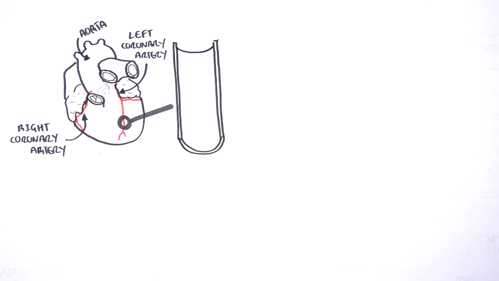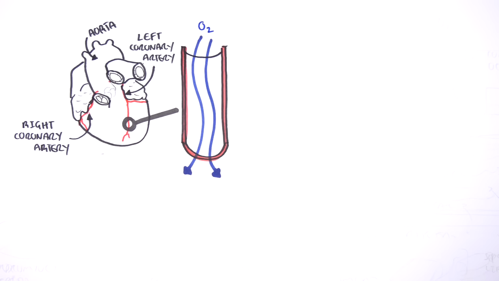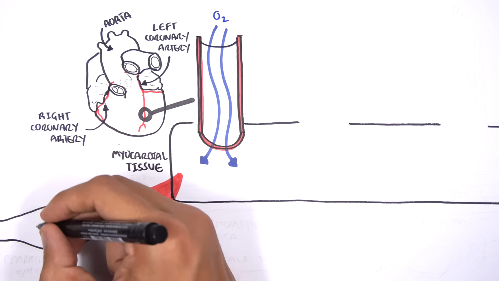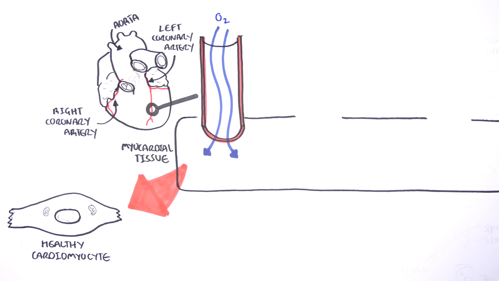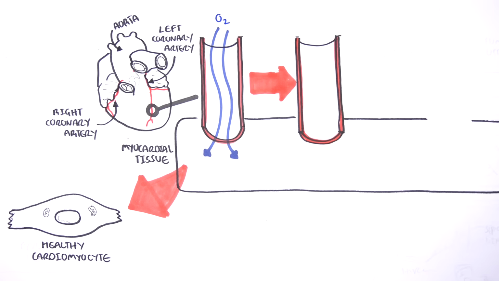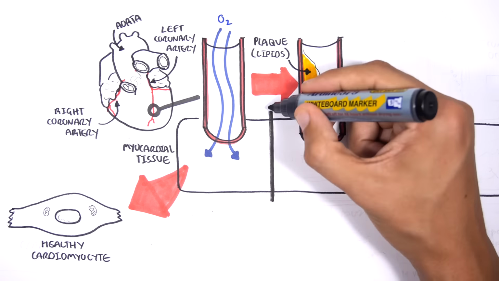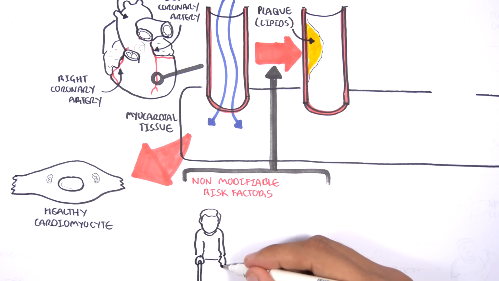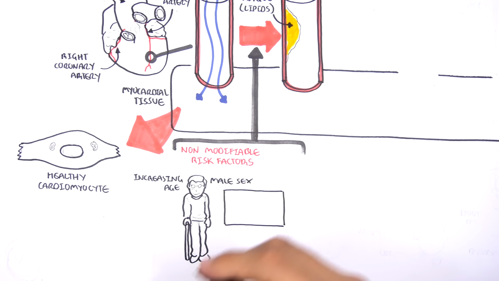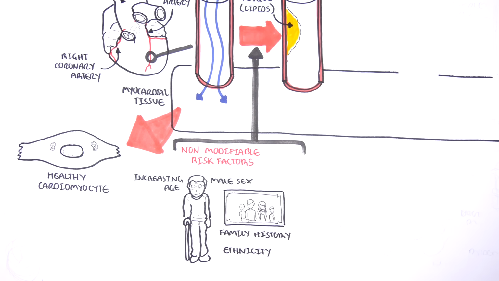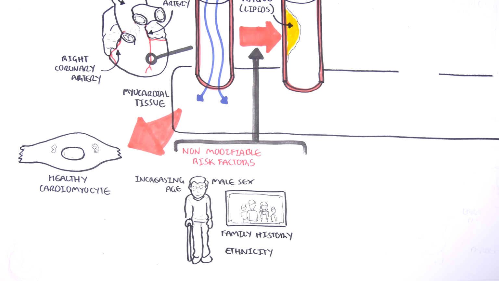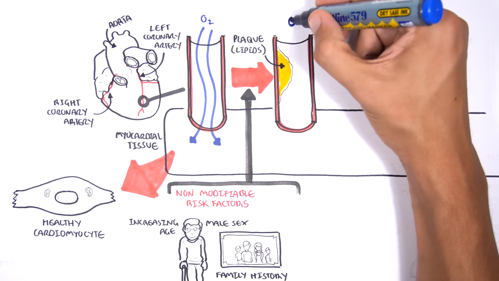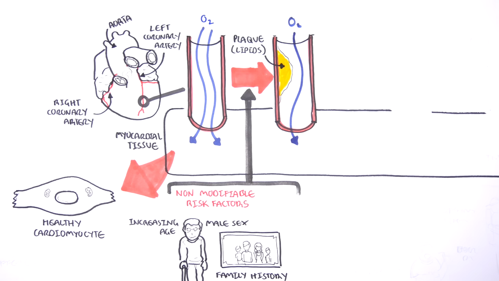Zooming into the area, we can see the artery here bringing blood and therefore bringing oxygen to the cardiomyocytes. Thus, it will result in a healthy cardiomyocyte. However, over time, atherosclerotic plaques can build up within these coronary arteries. And this is usually due to non-modifiable risk factors, such as aging, male sex, family history, and certain ethnicities such as being Caucasian. Now, the buildup of plaques can cause a reduction in blood flow to the cardiomyocytes, leading to poor oxygen supply.